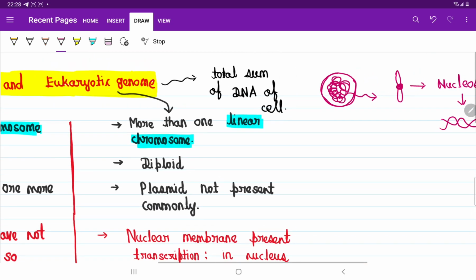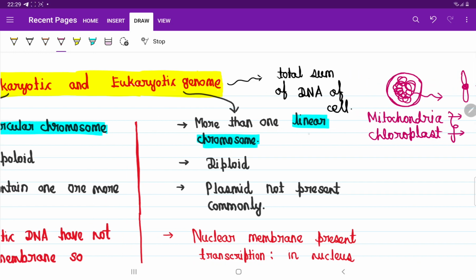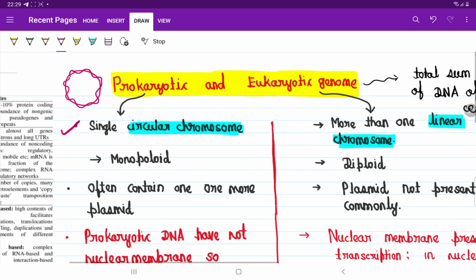One more thing we have to understand, eukaryotic cells have mitochondria. So that is an exception actually. Eukaryotes have mitochondria and chloroplast. Mitochondria have circular DNA and chloroplast have circular DNA. But the major DNA which is present in the nucleus is actually linear DNA present in their chromosome. So they have linear chromosome, linear DNA.